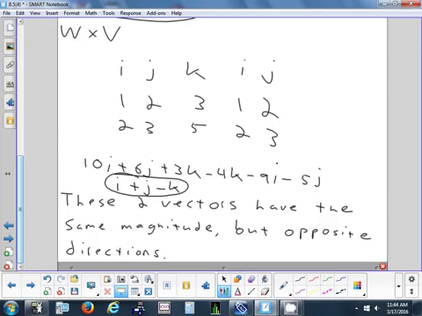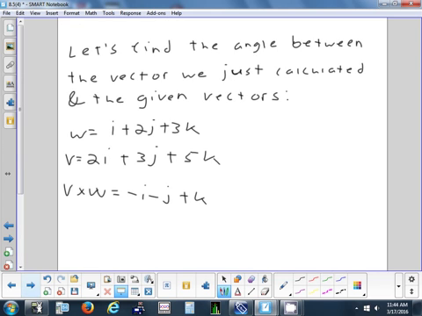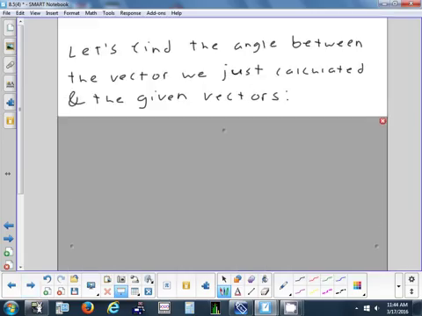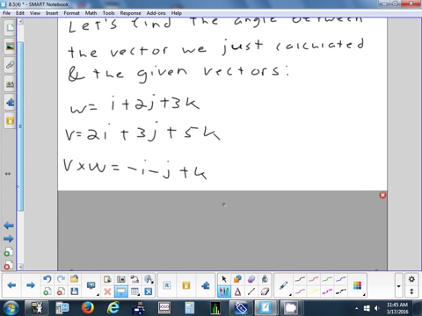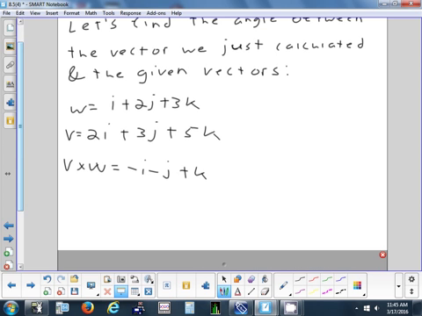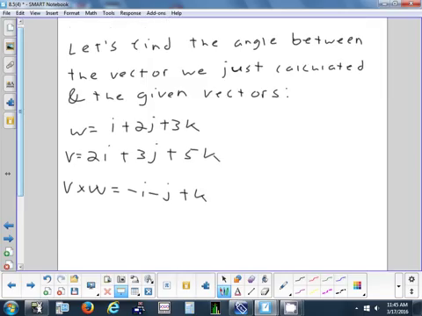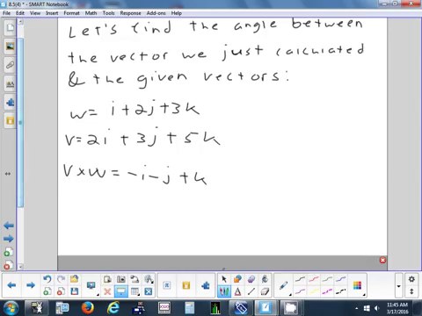All right, so now I'm going to take one of these vectors and let's find the angle between, let's say, v cross w and, which one do we want to do first? Let's do both. Let's find the angle between our cross product and vector w and our cross product and vector v. All right. Now, first of all, I want to know why I can write this. Why this makes sense.